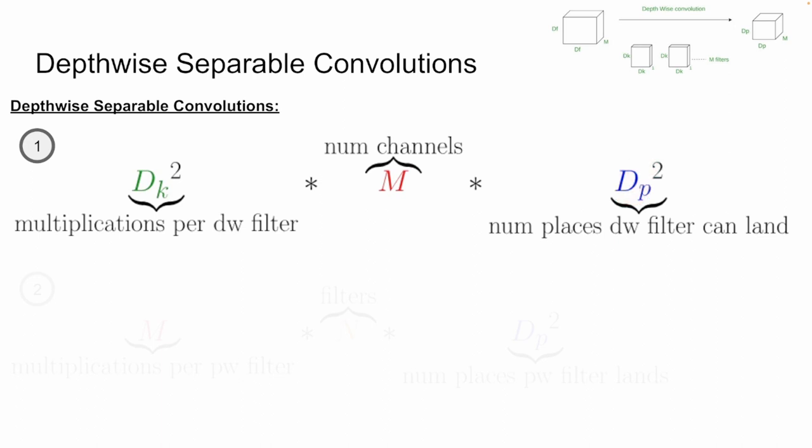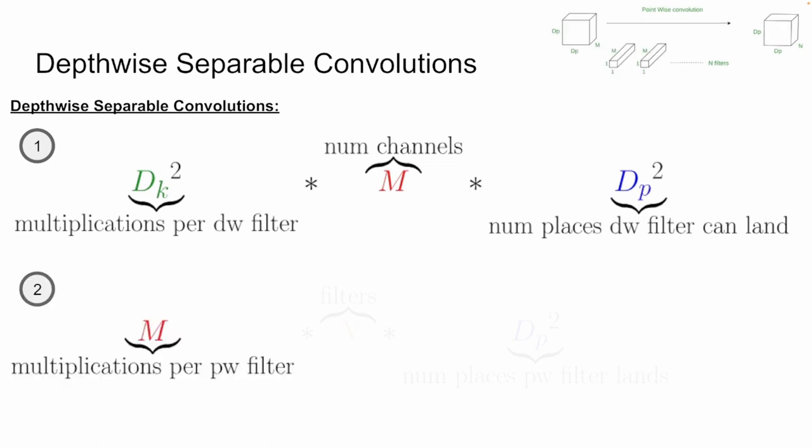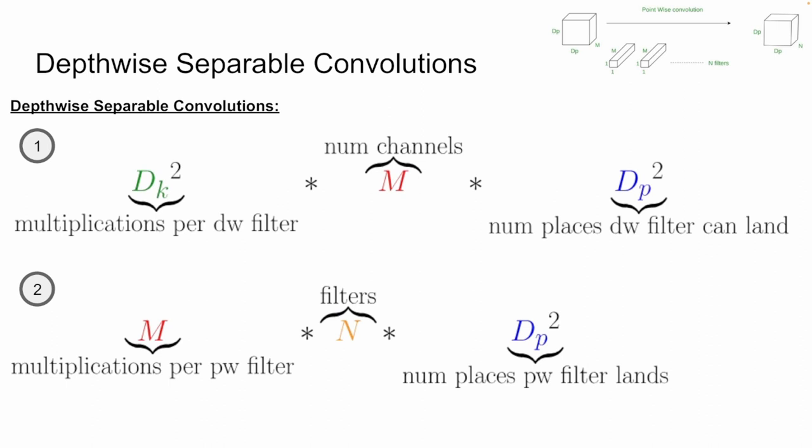Next, we need to think about the pointwise convolution. For the pointwise convolution, our filters are actually pretty simple. They're 1 by 1 by m. So every time we apply one of these filters, we are going to do m multiplications. However, we have n of these filters. So far, we have m times n multiplications that need to happen: m for each filter times n, the number of filters. And finally, we need to think about the fact that these filters can land in dp by dp locations in that input. Thus, for our pointwise convolutions, we have m times n times dp squared multiplications happening.